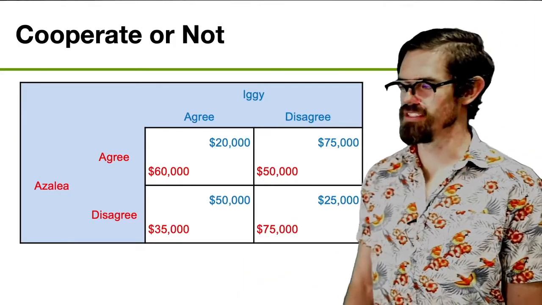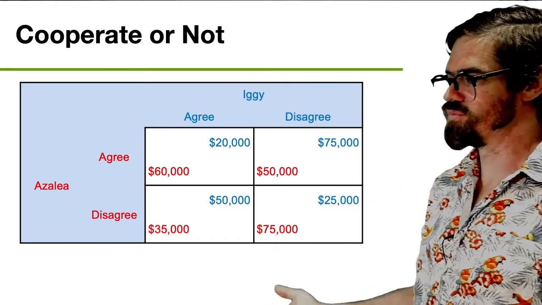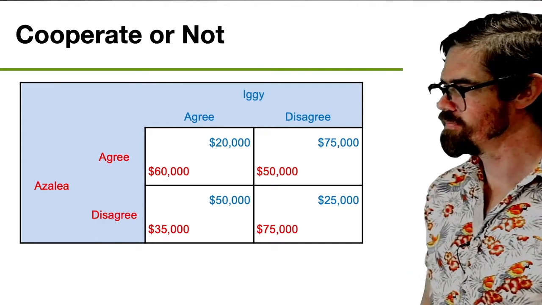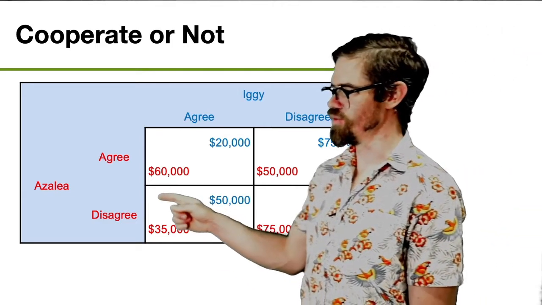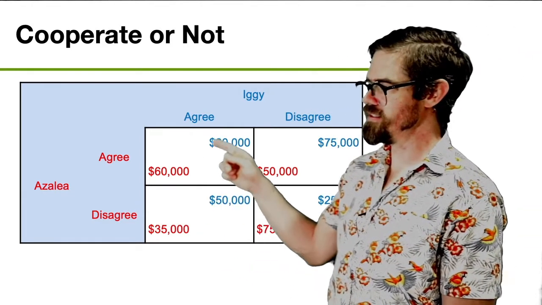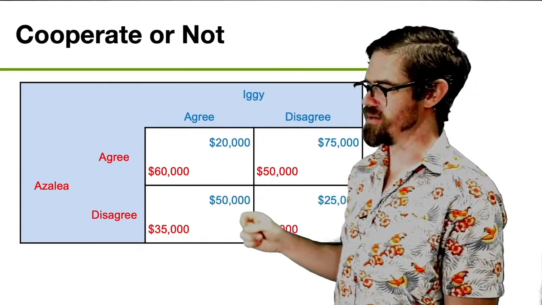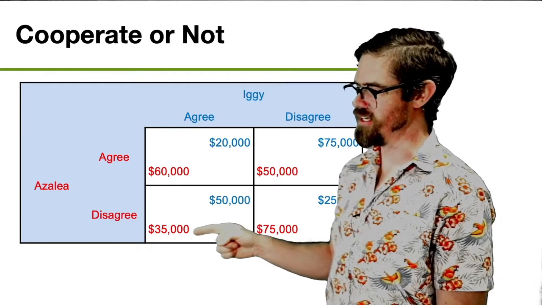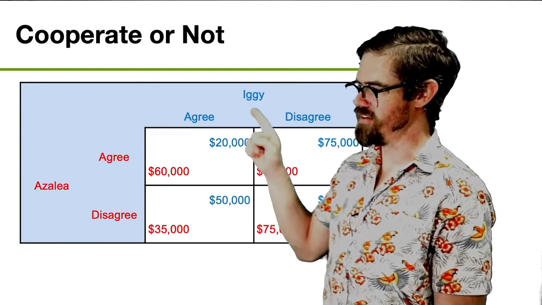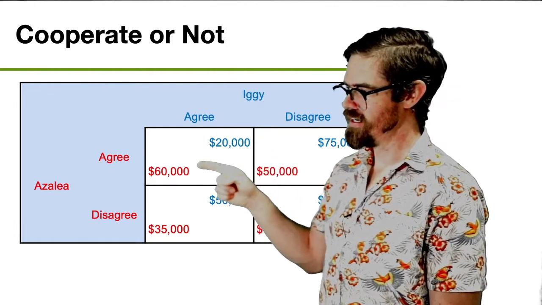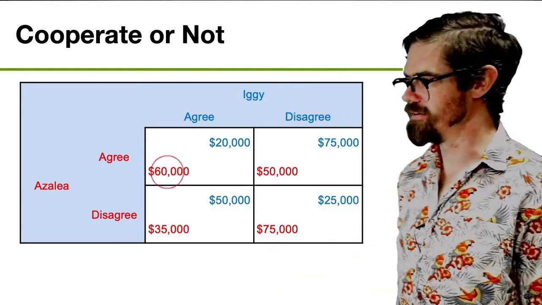Okay, let's start with this example here. This is a simultaneous move game. That's why it's represented in a table. So let's start off with Azalea. What are Azalea's best choices here? Let's assume that Iggy agrees. What is Azalea's best option? If she chooses disagree, she would get 35,000. If she chooses agree, she would get 60,000. So if Iggy chooses agree, Azalea's best option is to also agree. Okay, so that's what we see there.